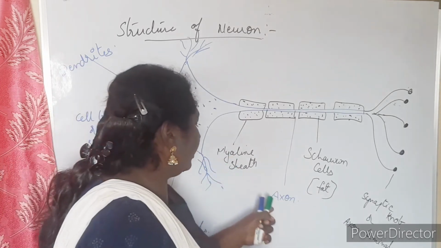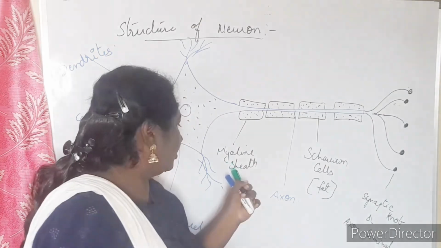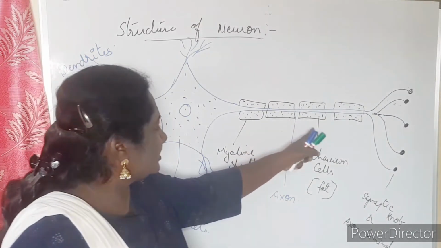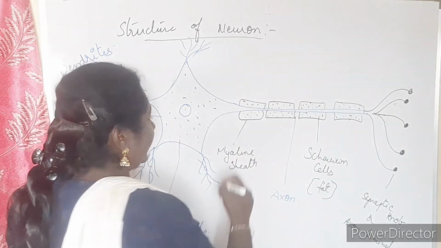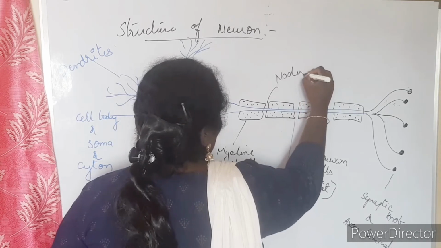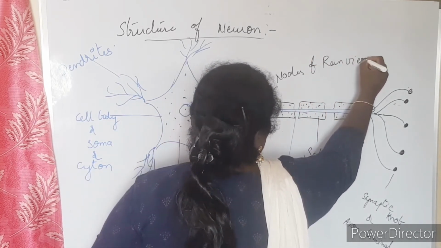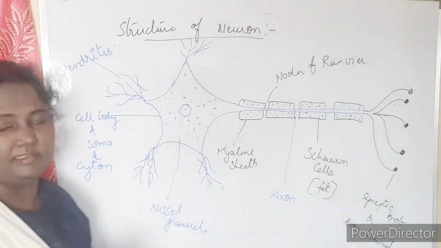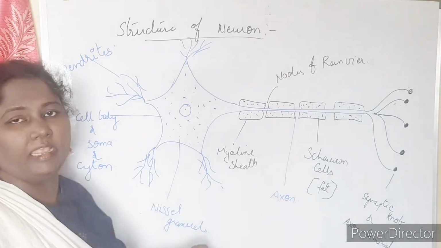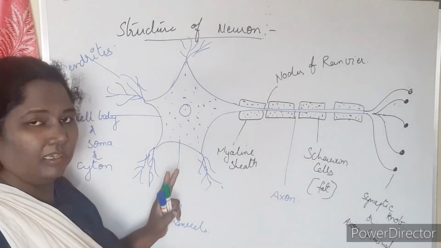And if we observe one more thing, the axon, as I said, it is coiled all over by myelin sheath, but in between you can see some gaps, and these gaps are called nodes of Ranvier. This is also given by the name of the scientist, Ranvier, and even the Nissl granules are also named after a scientist.